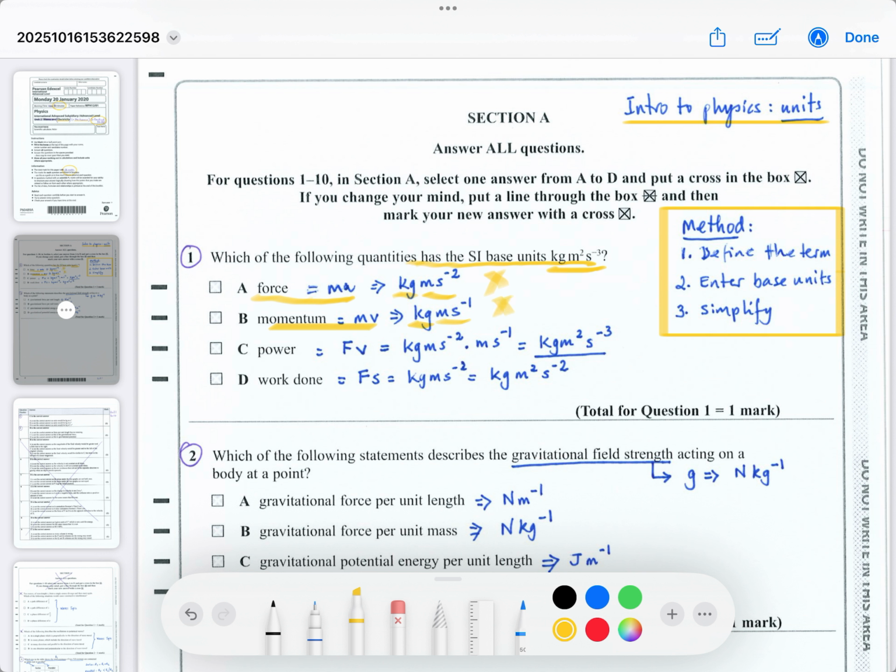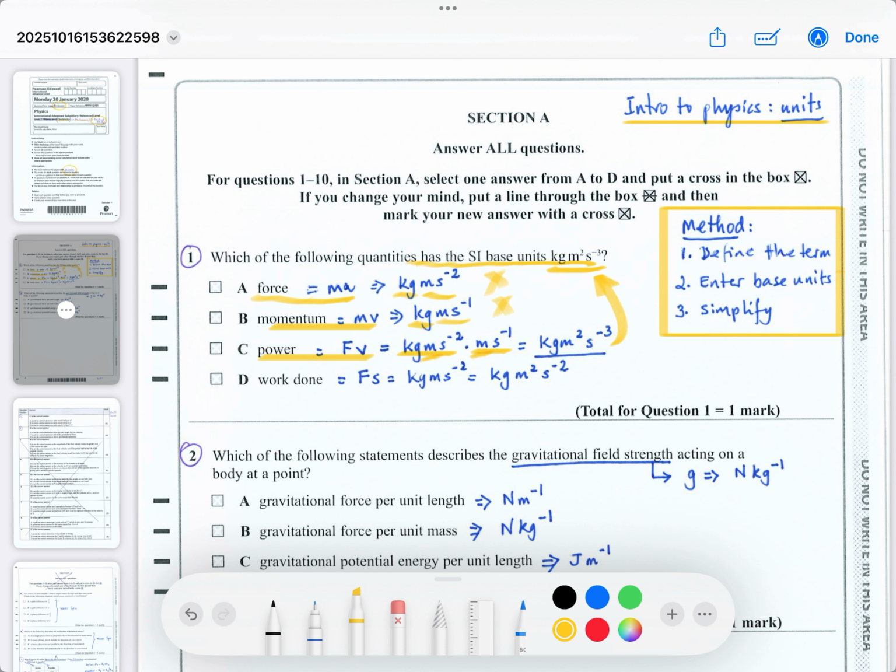Number 3 is power. Power can be force times distance over time, yes, which is work done over time, which is the same as force times velocity. And since we know force from A is kilograms meters per second squared, multiply that by velocity. This is looking more promising. Your simplification, step 3, is kilograms meters squared, because there's a meter here and a meter there, and seconds to the power of minus 3. And this is the same as what we're looking for.